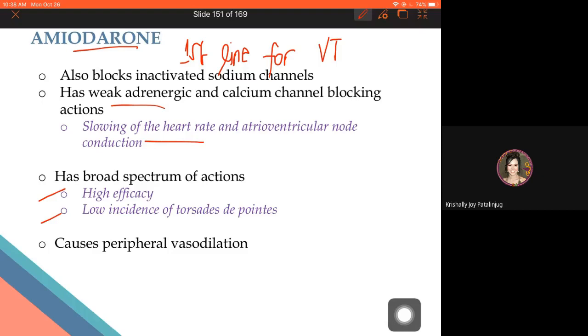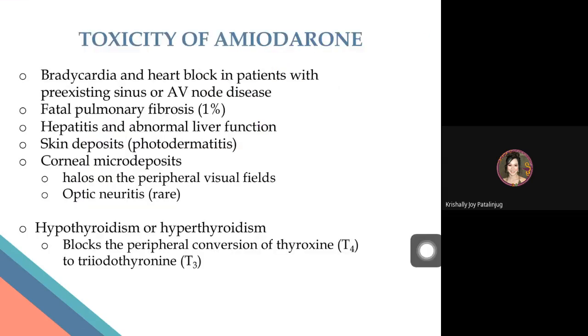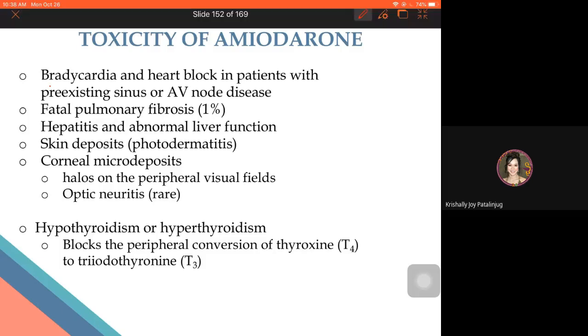However, coupled with that advantage, si amiodarone, it has a lot of toxicities. Okay? So, maraming toxicities caused by amiodarone. Number one is directly attributable to its mechanism of action. Diba? It can cause bradycardia kasi nasuslow niya yung heart rate. So, attributable na siya sa mechanism of action. Okay? And then heart block as well. Because again, it has the ability to block potassium, sodium, and calcium channel.